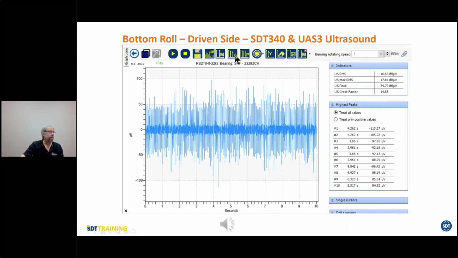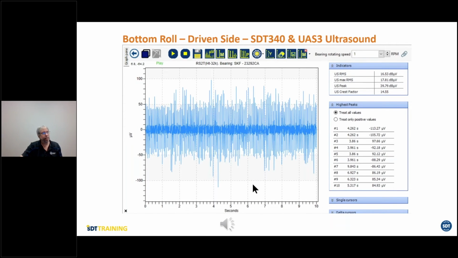Here's the next one, the bottom roll driven side with the impacting. I'll make you listen to this one.